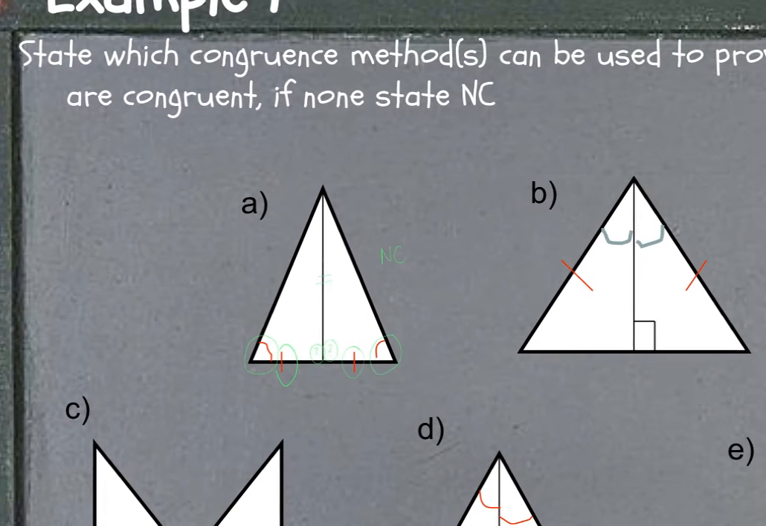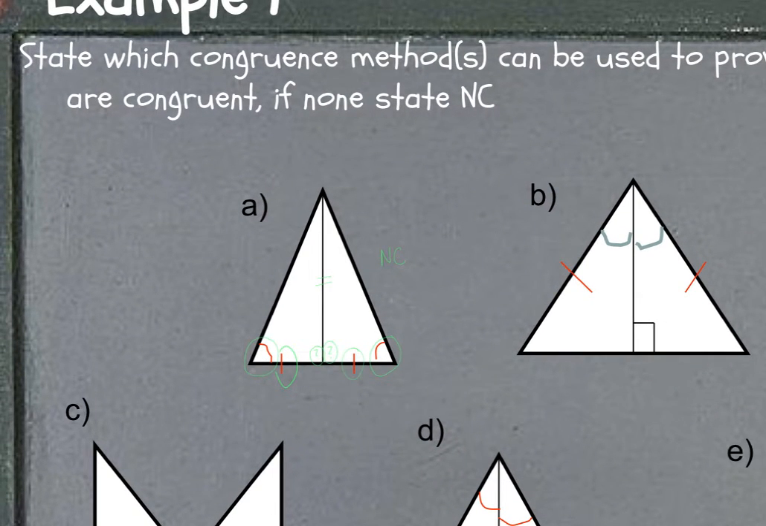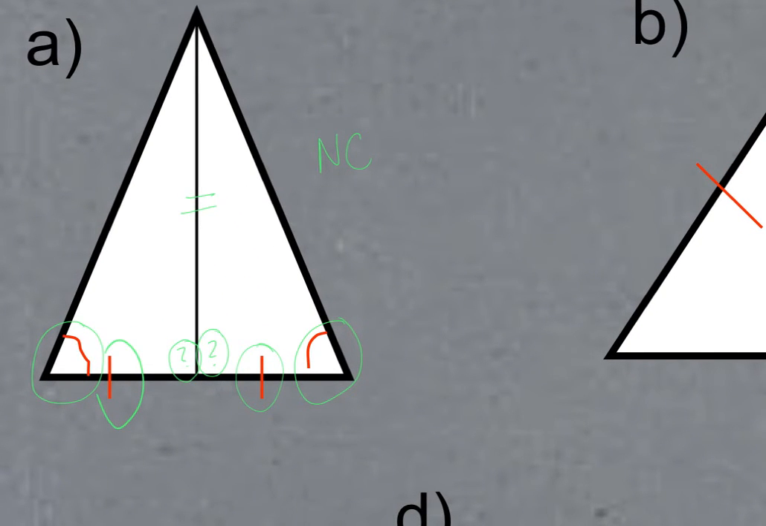So NC. Not congruent. They look super congruent, guys, but remember, stuff has to be given to us. And we don't know those two angles, and we don't know these two sides. So we can't say anything. Has to be side, angle, side, right? That angle has to be between the two sides that we know are congruent.